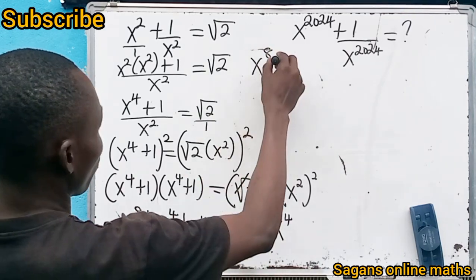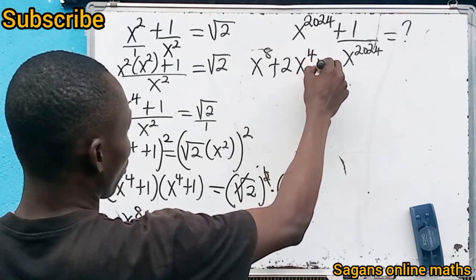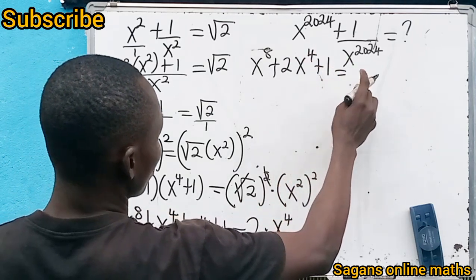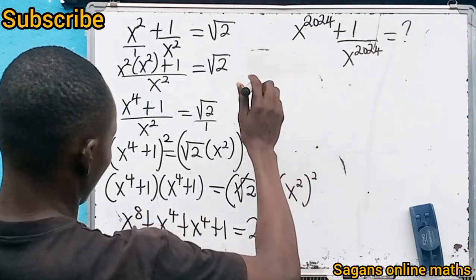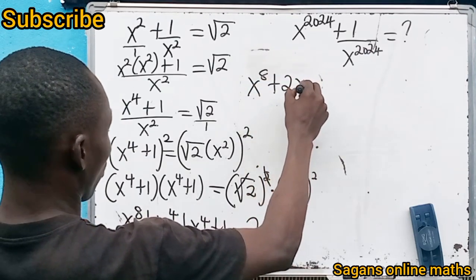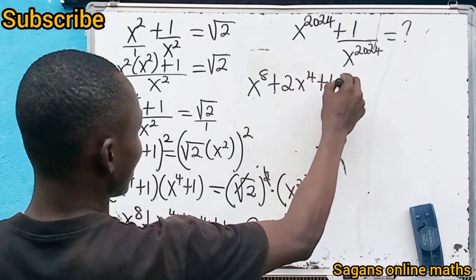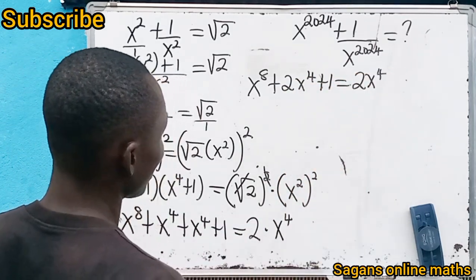So now see that x to the power of 8, plus this plus this, which is 2x to the power of 4, plus 1 is equal to 2x to the power of 4. Let me remove it from here. x to the power of 8 plus 2x to the power of 4 plus 1 is equal to 2x to the power of 4. Now let's take our like terms.